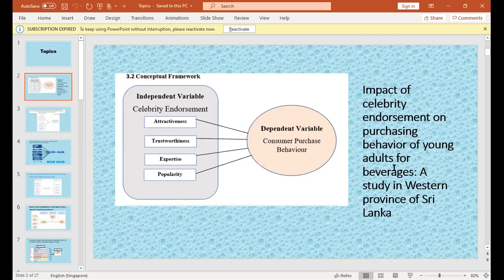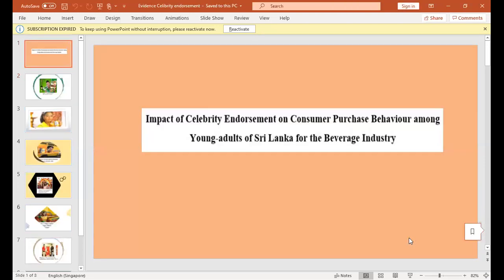Of celebrity endorsement on purchasing behavior of young adults, looking at beverages. Okay, I'll explain the problem a bit more so that you all can give your viewpoint better. So once again, the topic is the impact of celebrity endorsement on consumer purchasing behavior of young adults of Sri Lanka for beverages, right? So I'll show you a few examples.